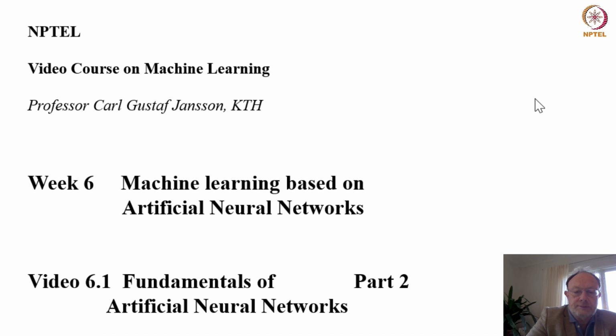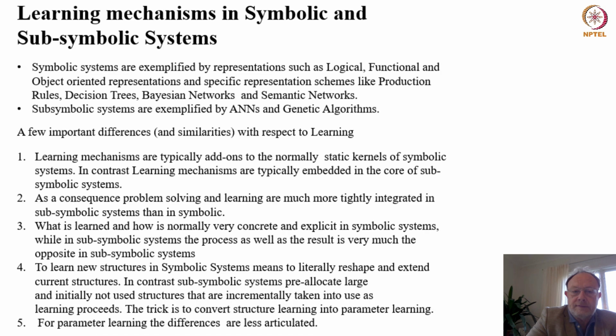Let's now start part 2 of this first lecture on artificial neural networks. I will do so by talking first about some similarities and differences between learning in, on one hand, symbolic systems, which we spent some time on earlier in the course, and learning in sub-symbolic systems, which we will focus on this week. As you may remember, there are a variety of symbolic representations that we mentioned, some of them more, some of them less.